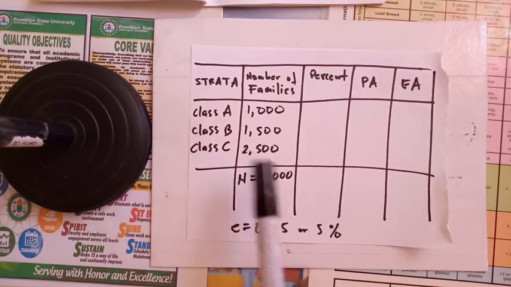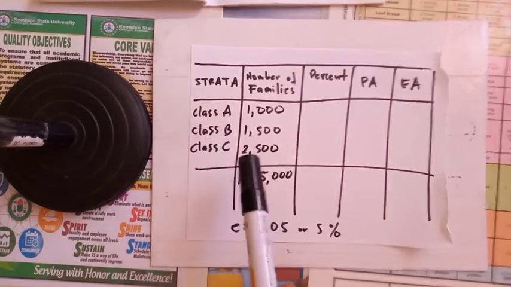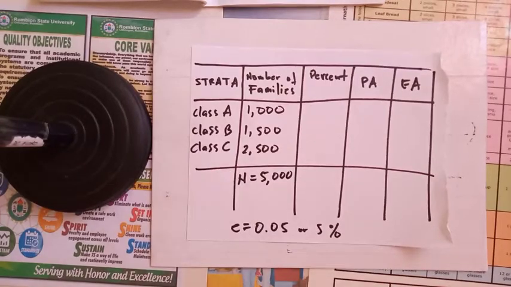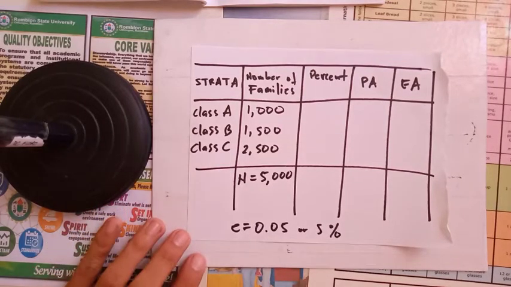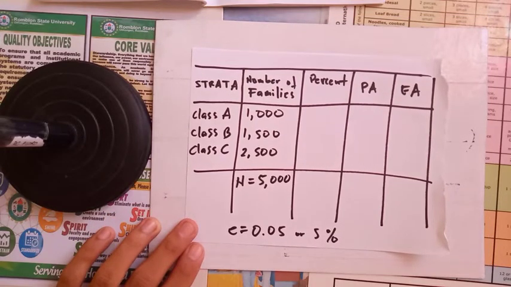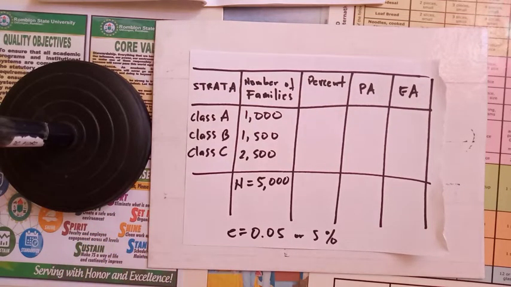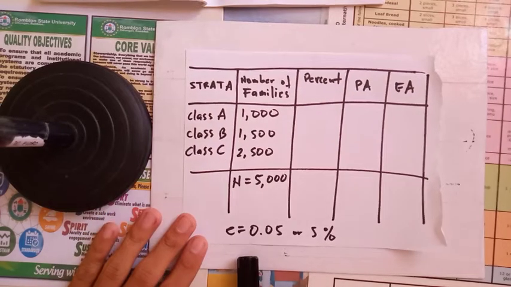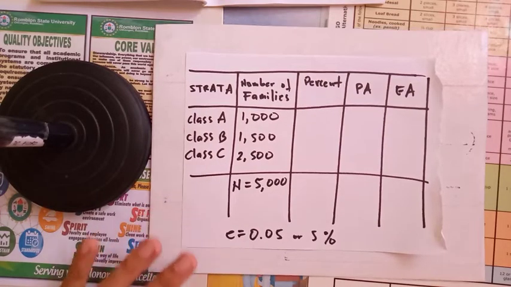We have for the strata, class A, class B, class C, and this is the number of families. Sa class A, meron tayong 1,000. Sa class B, meron tayong 1,500. Sa class C, meron tayong 2,500. And our N would be 5,000. And our margin of error for this example would be 0.05 or the 5% margin of error.